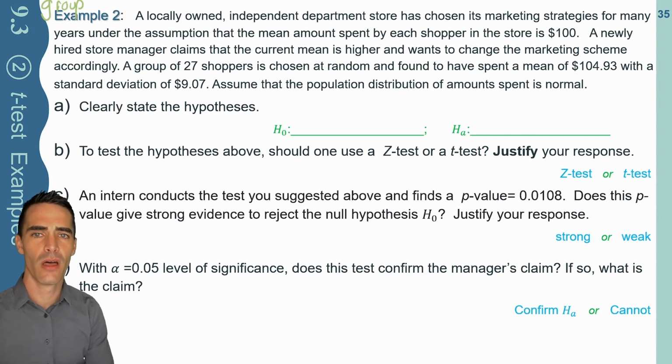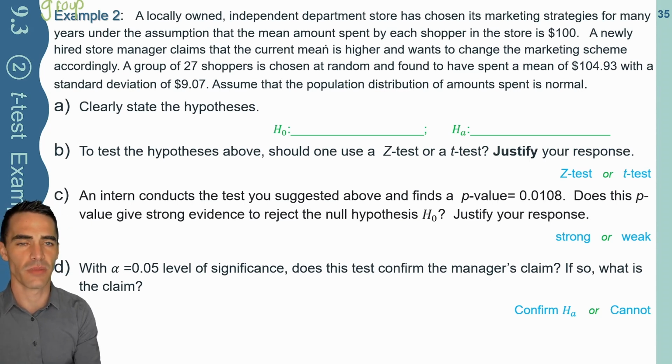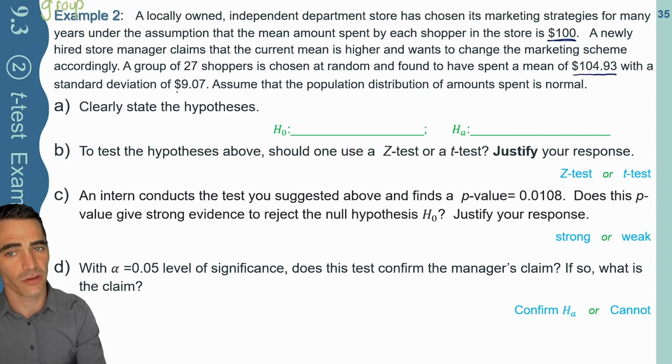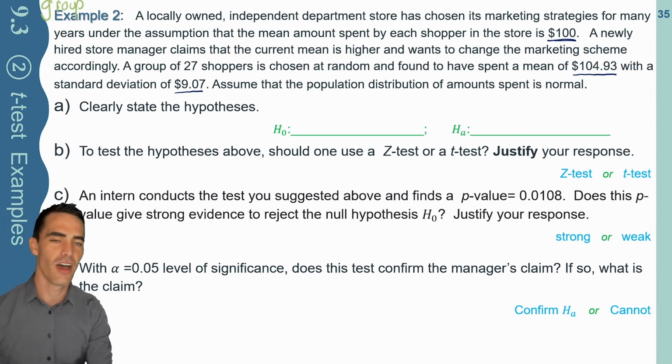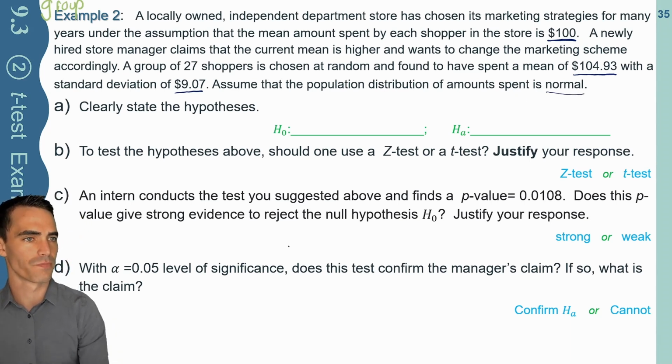Next example. A locally owned independent department store has chosen its marketing strategies for many years under the assumption that the mean amount spent by each shopper in the store is $100. A newly hired store manager claims that the current mean is higher and wants to change this marketing scheme accordingly. A group of 27 shoppers is chosen at random and found that they have spent a mean of $104.93 with a standard deviation of $9.07. Assume that the population of amounts spent is normal.